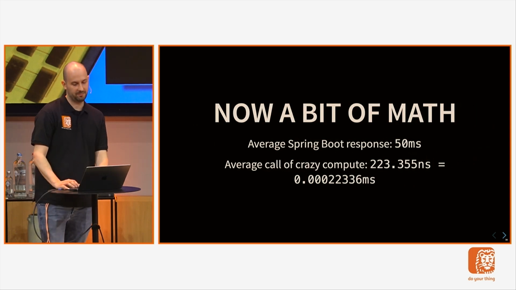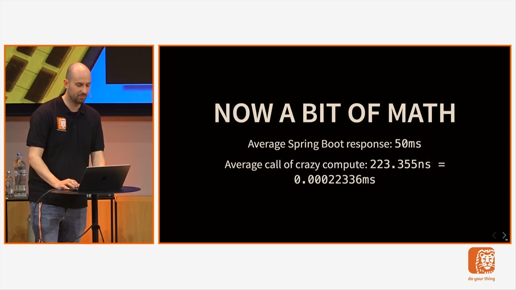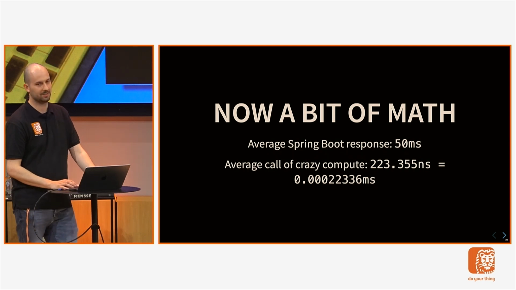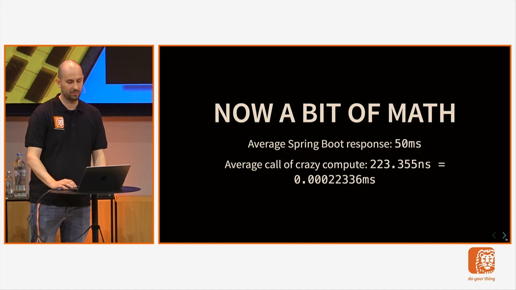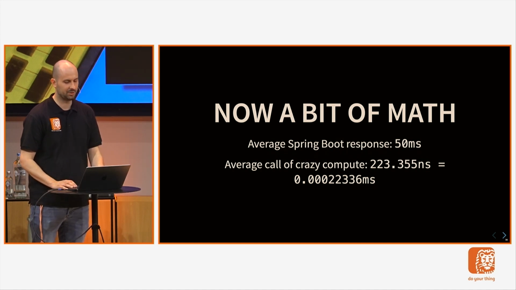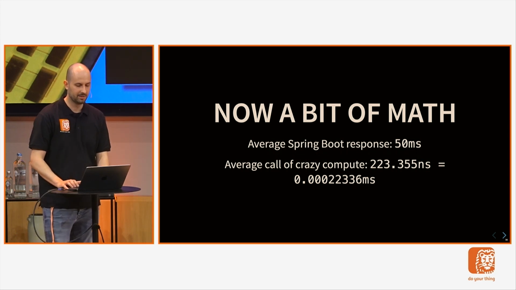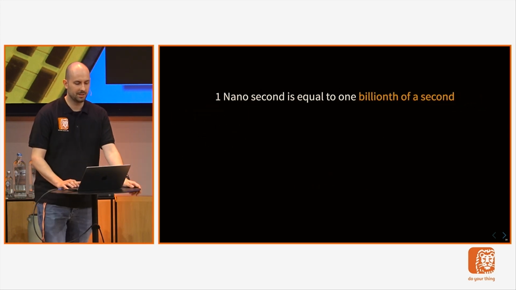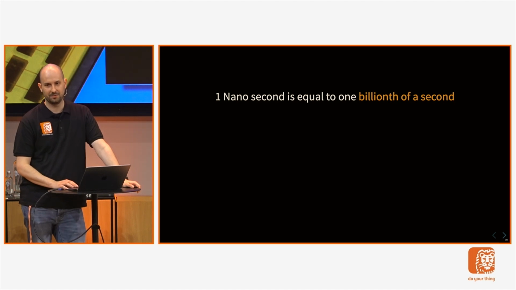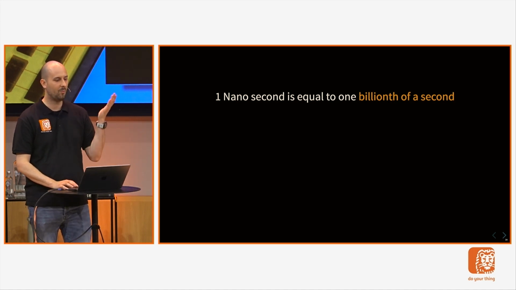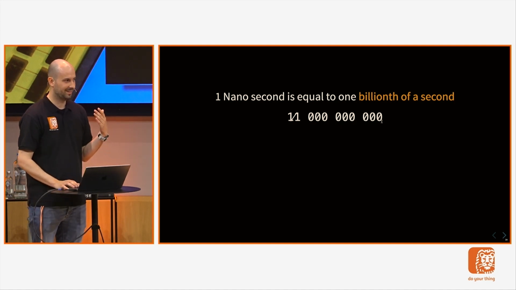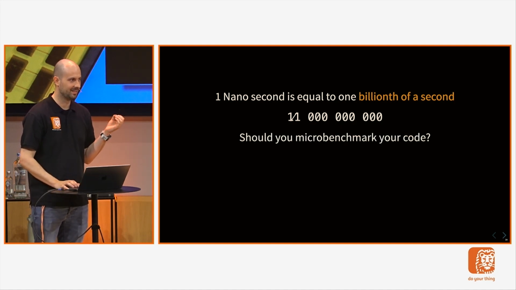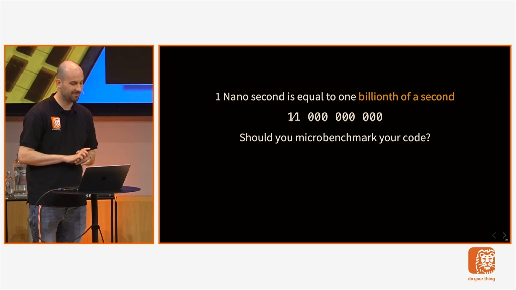Now a bit of math. So average Spring Boot response, let's say it's 50 milliseconds for, I don't know, returning a string. Then an average call of this crazy compute is like 200 nanoseconds. If you convert it to milliseconds, this is the result, okay? So 1 nanosecond is equal to 1 billionth of a second. To give you some feedback on how much it is, it's actually 9 zeros. So I don't think optimization for such numbers can make sense.